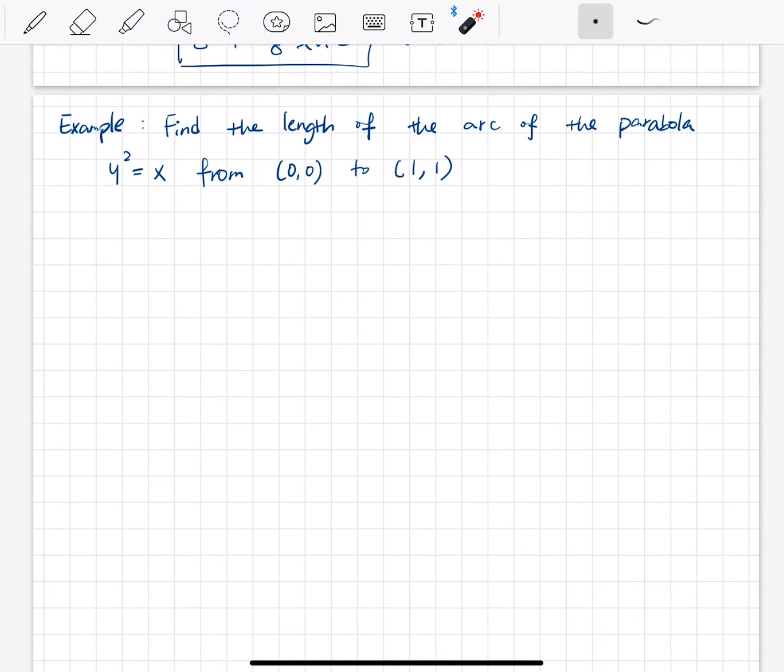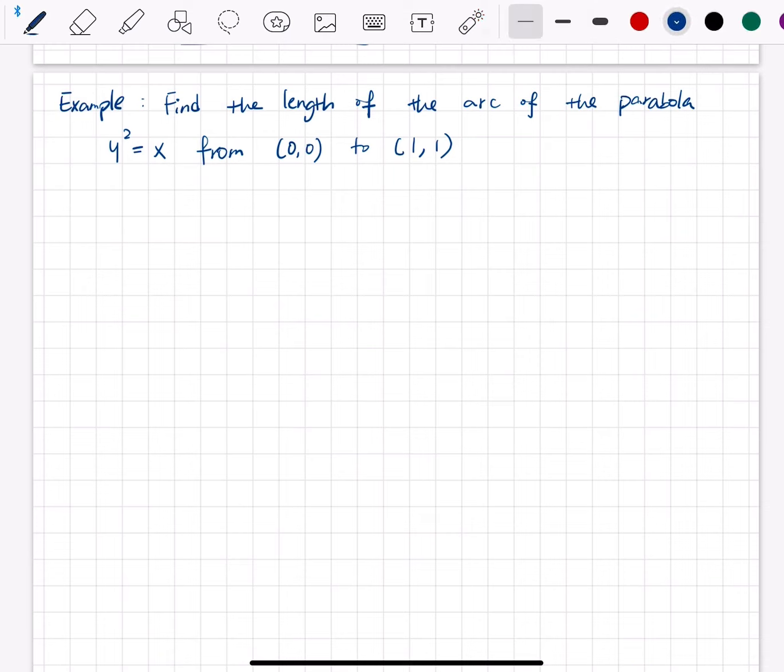From the last two examples, we're talking about problems where the function f of x is regular, x or f of x equal to something, or y equal to something. But this one, let's look at another example where the function is y squared equal to x. This is a sideways parabola.